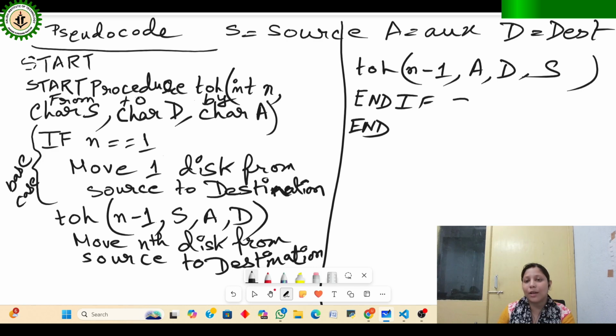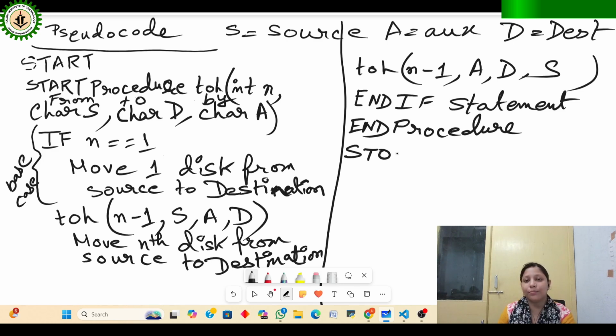Then we can write end if statement, end procedure, and then stop.